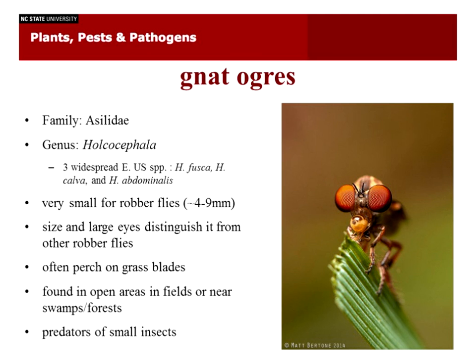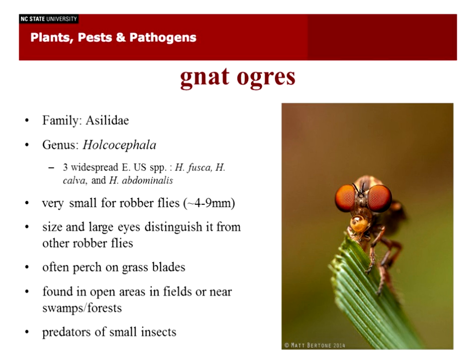These are in the family Asilidae, as are all robber flies, and they're in the genus Holcocephala. Now, we have 3 species in the eastern U.S., widely distributed. 2 of them, Holcocephala fusca and Holcocephala abdominalis, are very difficult to identify from each other, Holcocephala calva being a little grayer than the other 2. But these are very small for robber flies, only about 4 to 9 millimeters long. They're among our smallest, and because of their size and the large eyes that you can actually see here, they're one of the more easily identified robber flies.